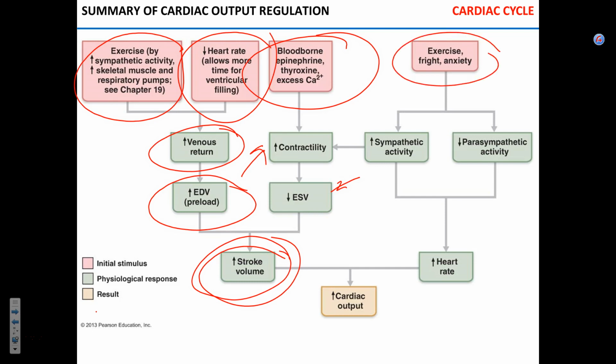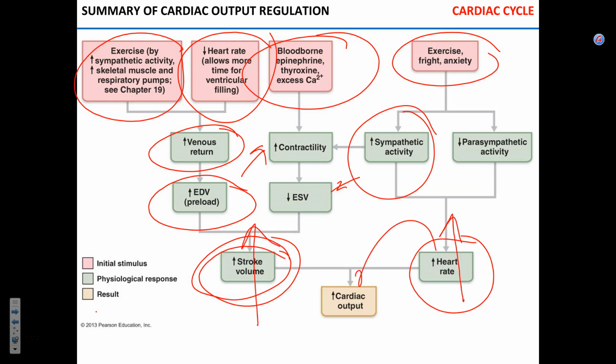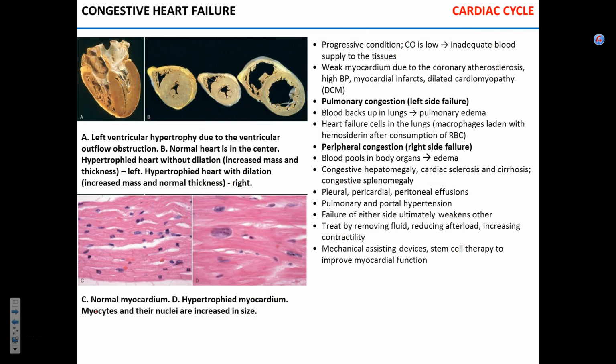And exercise or sympathetic stimulation will increase the heart rate. Now you see increased heart rate and increased stroke volume both increase cardiac output. You with me? Any questions on this? That's good.